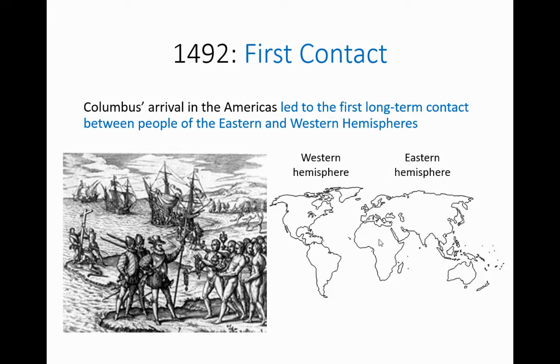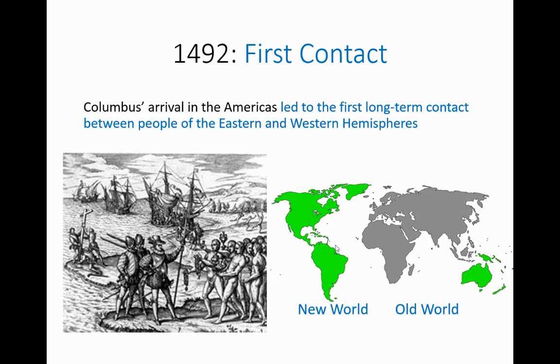Previously, like before this, these two hemispheres were not in contact with each other at all, right? But now we start to have interconnectedness between these two parts of the world. All right, and so from the perspective of Europeans, from their point of view, this was like a whole new world, right? So they call this the New World because they didn't know that the Americas were there until 1492. All right, and then they called Africa, Europe, and Asia, they refer to that as the Old World.